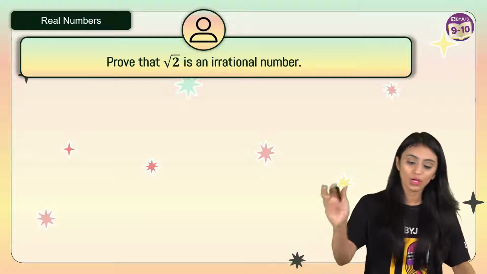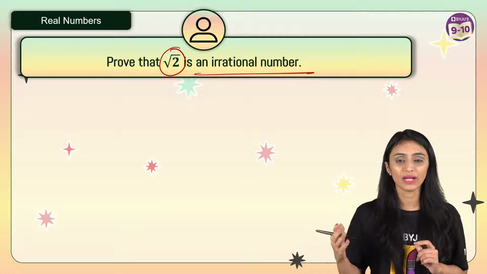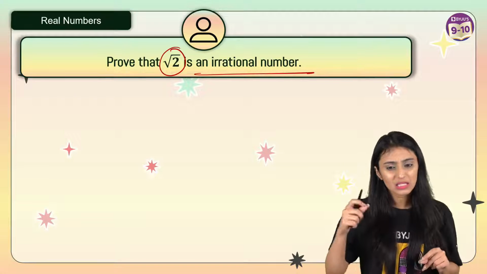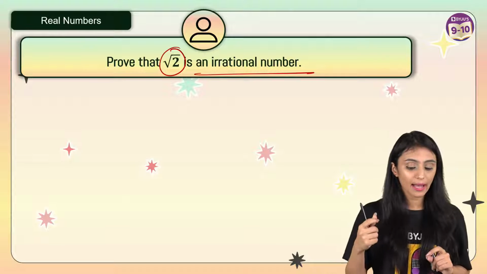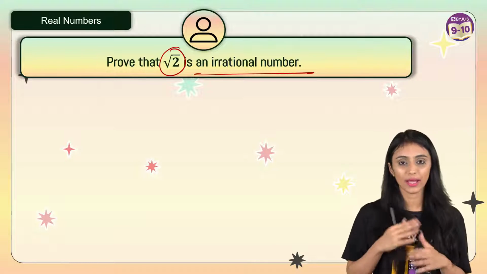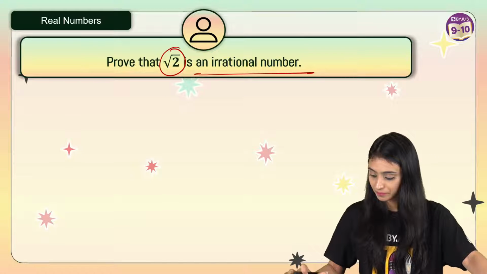How do we prove? You all know that root 2 is an irrational number, right? It has got a non-terminating and non-repeating decimal expansion. How do we prove that it's an irrational number? There are certain steps that we need to follow. And see, if you miss out on those steps, higher chances are that you would end up getting the marks deducted. And I know that nobody wants that to be done, right?